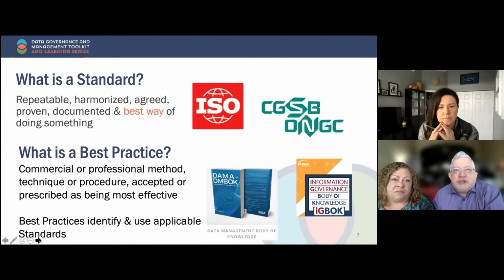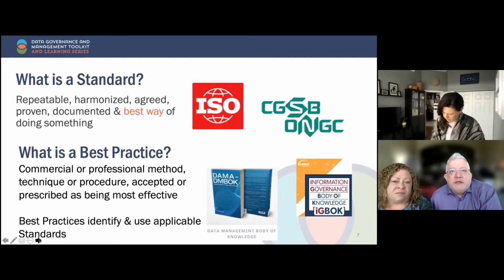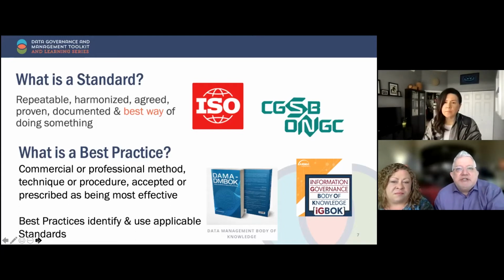As the slide shows, a standard is an agreed to, proven best way of doing something that's accepted by a business sector that also applies the wisdom and experience of experts. A best practice is a commercial or professional method, technique, or procedure accepted or prescribed as being most effective. Best practices identify and use applicable standards. The slide also shows some standard producing organizations on the top right. The International Organization for Standardization, also known as ISO, and the Canadian General Standards Board's CGSB.